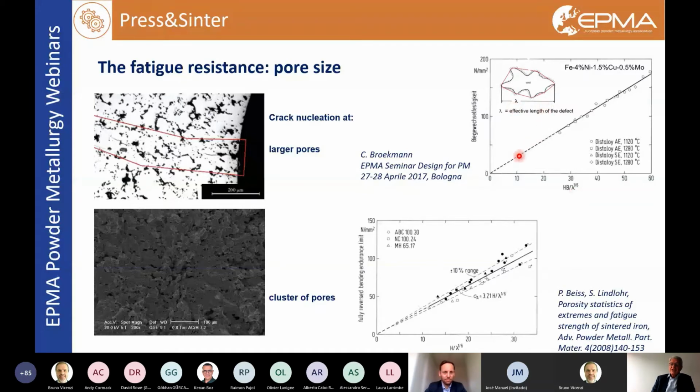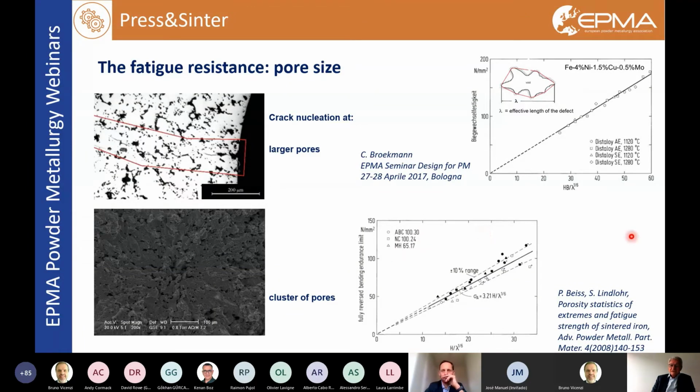So there is a clear correlation between the fatigue resistance and the size of the pores. On increasing the size of the pore, the fatigue strength decreases. And this correlation, even if not perfect, but good enough, was also shown years ago by Professor Weiss and his colleague in work where they were investigating pure iron produced with different raw materials.